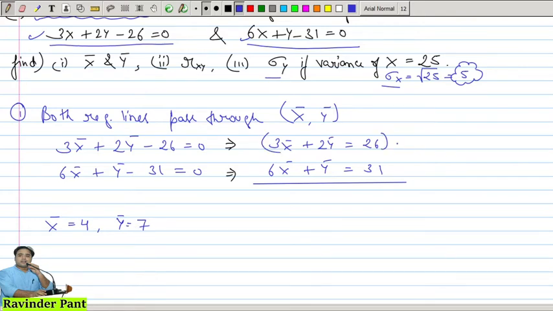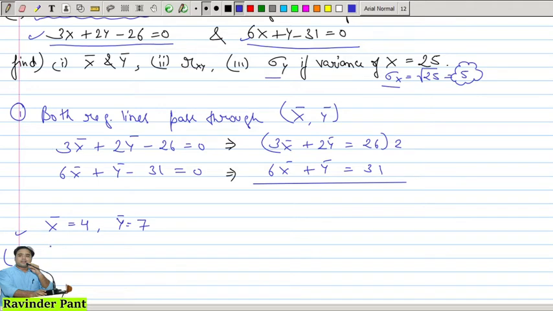You just multiply this with 2, it will become 6x plus 4y bar is equal to 52. Then you deduct them and you will get the value of y bar, and then you can put the value of y bar in any of these equations. You will get the value of x bar. So the first part is done. Part 2.